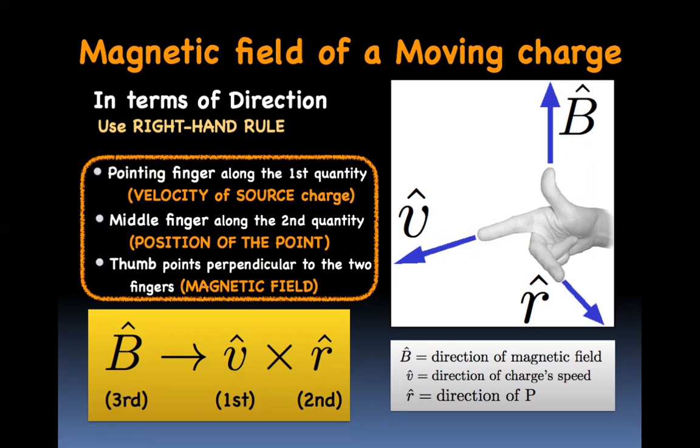Then we have to move our middle finger along the second quantity, which is r hat, or the location of the point wherein we're measuring the field with respect to the velocity v. The thumb will automatically give us the direction of the magnetic field.